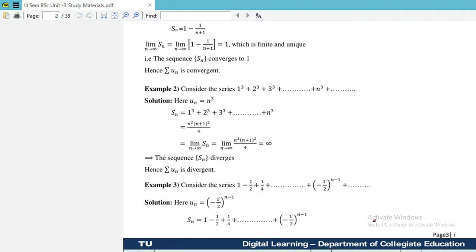Next, second example. Consider the series 1 cube plus 2 cube plus 3 cube plus and so on plus n cube. We know that summation n cube is equal to n into n plus 1 divided by 2 whole square, or n square into n plus 1 whole square divided by 4.